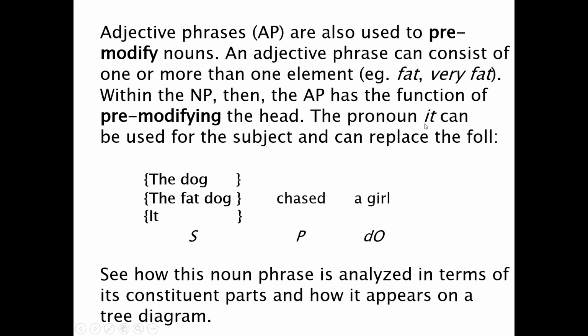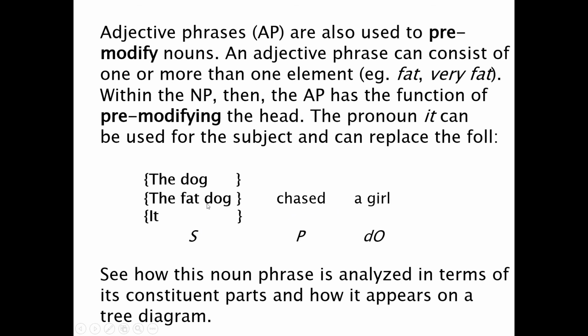The pronoun it can be used for the subject and can replace the full noun phrase. So we say the dog is a noun phrase functioning as a subject. The dog, it chased the girl. And then we have the fat dog, it chased the girl. So we have it chased the girl.